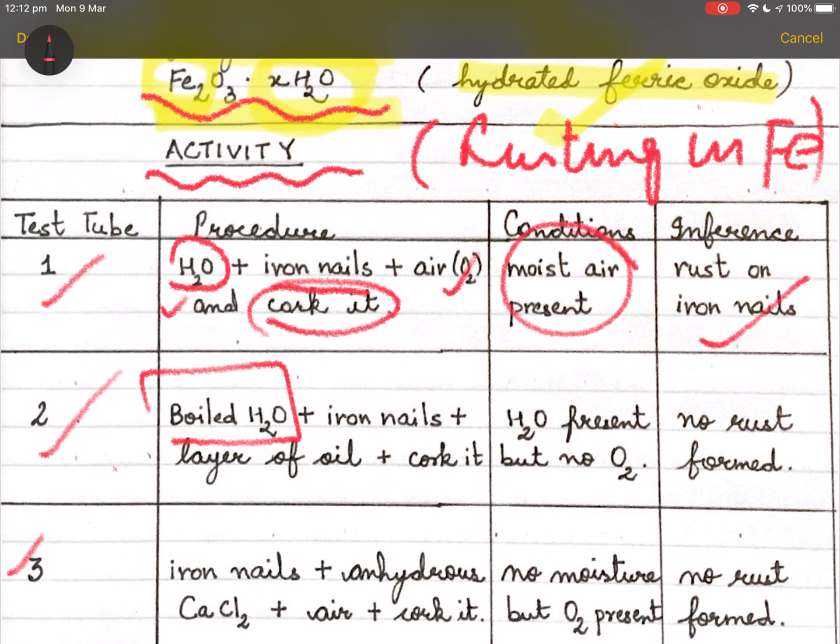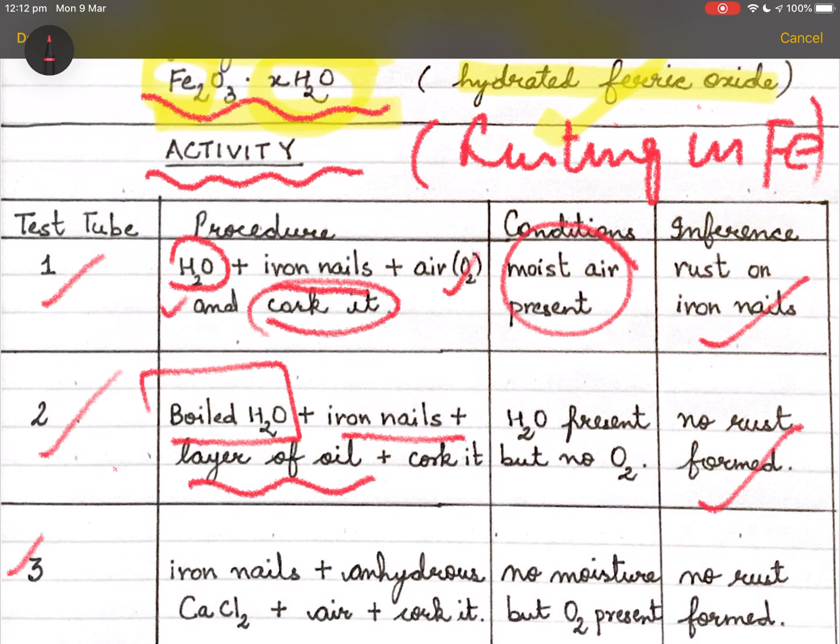So with boiled water, there's absence of oxygen, and iron nails are present. And remember, we have taken a layer of oil because the main role of oil over here is to cut down the supply of oxygen, because we don't want any oxygen to attack the iron nails. Are both the conditions present here? Of course not. It's only water which is present, but oxygen is absent. So what do you infer? I'm sure you might have thought in your mind by now that rusting is not going to happen. Very true. So no rust formed.